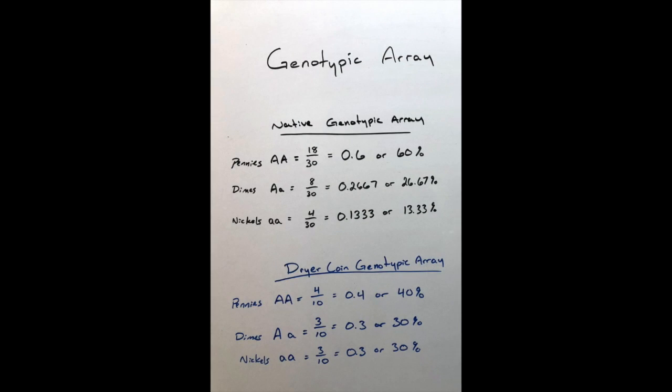Next, the genotypic array needs to be found so it can be used for further calculations. Let's start with the native coins. There are 18 pennies, so we have 18 of the big A genotype. This gets divided by the total population of the native coins, 30, resulting in 0.6, or 60%. This process is repeated for the dimes and the nickels. It is also done for the dryer coins.